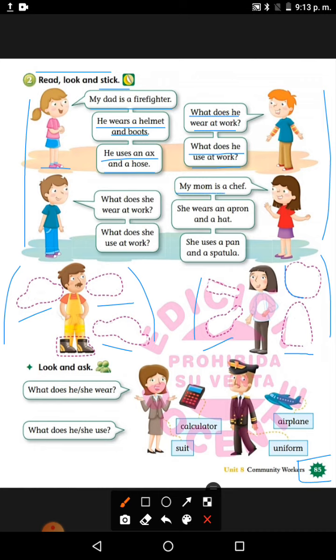"My mom is a chef. What does she wear at work?" "She wears an apron and a hat." "What does she use at work?" "She uses a pan and a spatula."